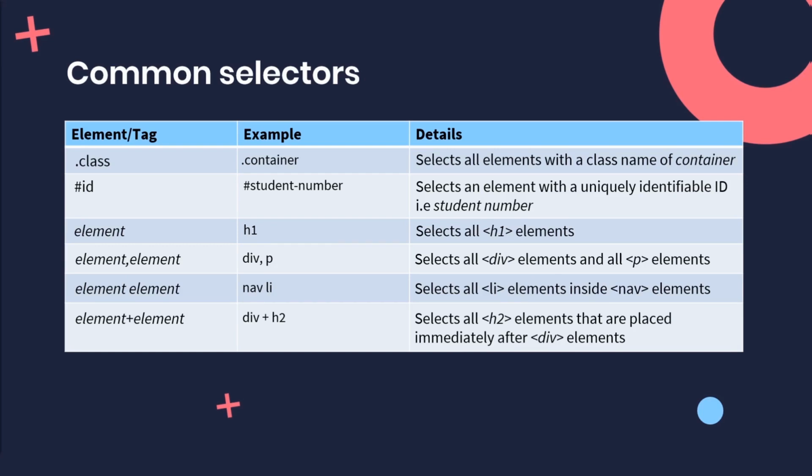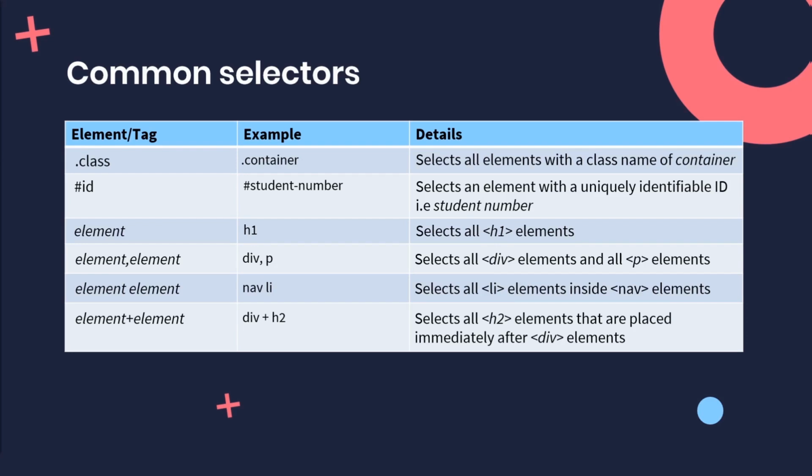Next, we have the ID, and we reference this using the hashtag. And here we've given this element an ID of student number. Okay, and this selects an element, not all, an element, which means a unique element, one and only one element, with a uniquely identifiable ID of student number.